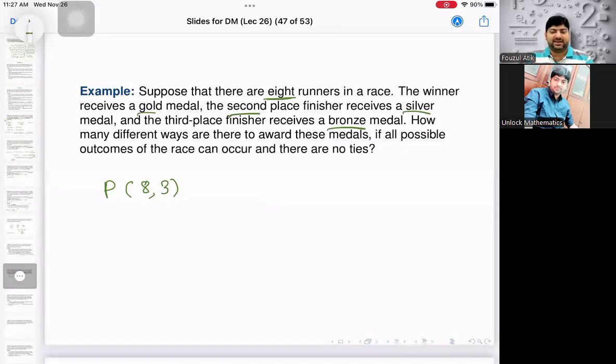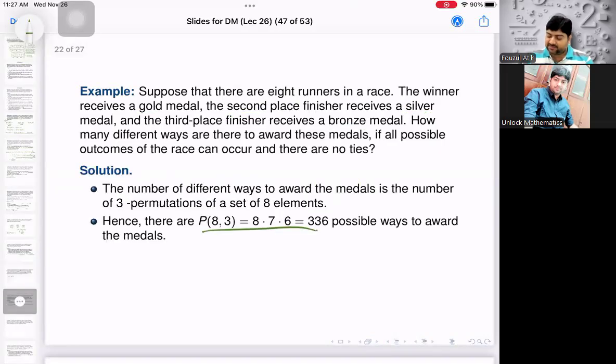So basically it is same as P(8,3). Clear? So this is the final answer, P(8,3): 336 possible ways to award the medals.